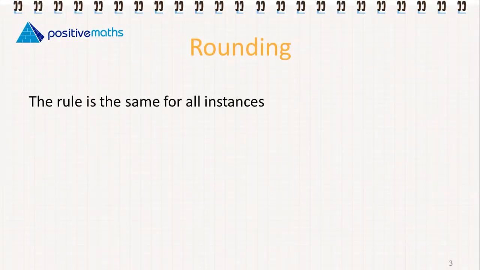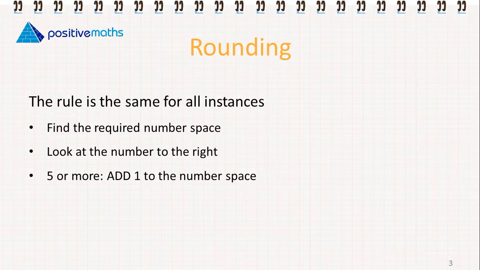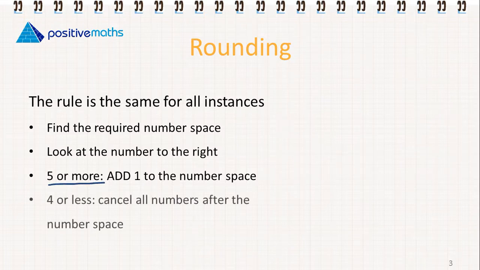So even if we're not asked to, we should always give our answer to 2 decimal places. So the rule is the same really for all instances, no matter what we're asked to round to. First thing we need to do is find the required number space. So is it a whole number? Is it a tenth or a hundredth? Look at the number to the right. If that number is 5 or more, then we add 1 to the number space. If it's 4 or less, we cancel all the numbers to the right. So we'll have a look at a few examples and make sense of these steps.